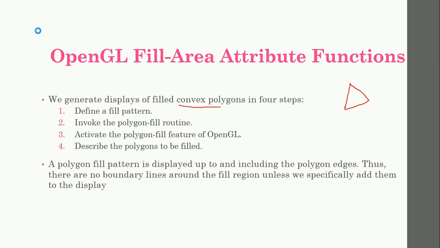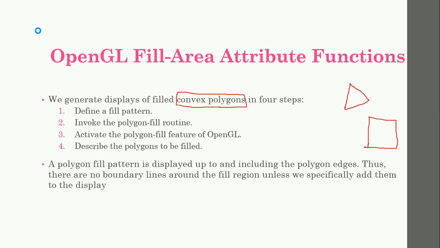A polygon may be a triangle, a square, a rectangle, a hexagon; all these are examples of polygons. Here we mainly consider how to fill a convex polygon. There are four steps. The first step is to define the fill pattern. Initially you have to define what pattern you want to fill inside the polygon.